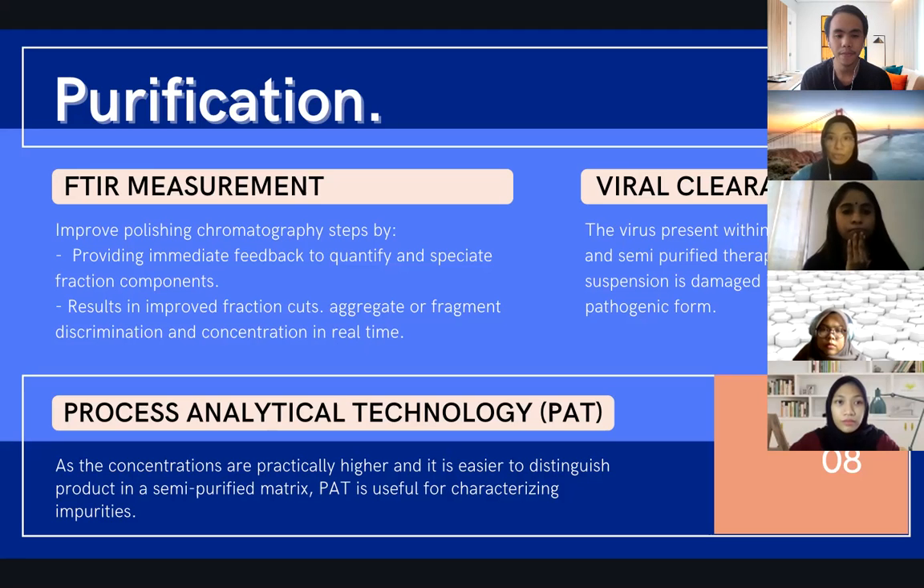The virus present within the pool and semi-purified suspension is damaged into a non-pathogenic form. Concentrations are practically higher and easier to analyze. Process analytical technology, PAT, is used for characterizing impurities.